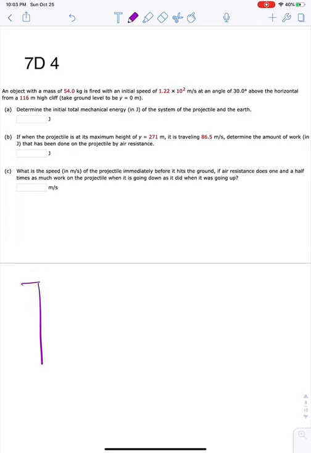So let's draw our cliff first. It's 116 meters high. Here's our mass, 54 kilograms. Angle is 30 degrees above the horizontal, and it has a V naught of 1.22 times 10 to the 2 meters per second. So part A asks us to determine the total mechanical energy.